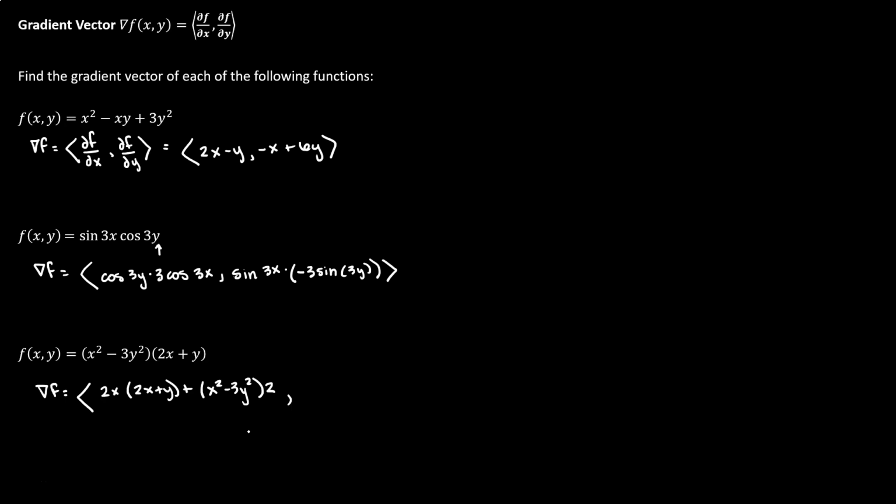I'll use the product rule again for the partial with respect to y. So I get negative 6y times 2x plus y, and then plus x squared minus 3y squared times the derivative of 2x plus y with respect to y, which is just a 1. If you didn't use the product rule and instead multiplied out your binomial first, your answer might look different than this, but if we distributed everything and cleaned it up, they would be identical, assuming I didn't make any mistakes.